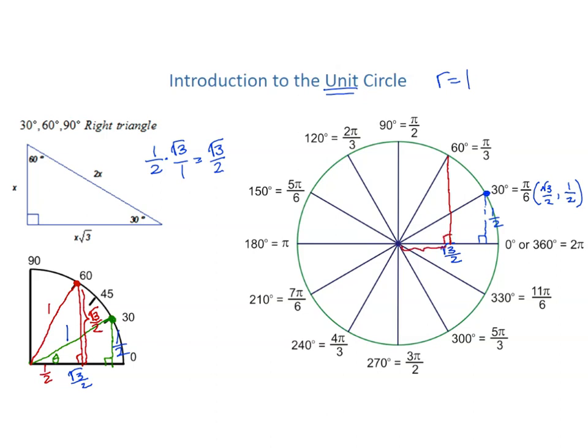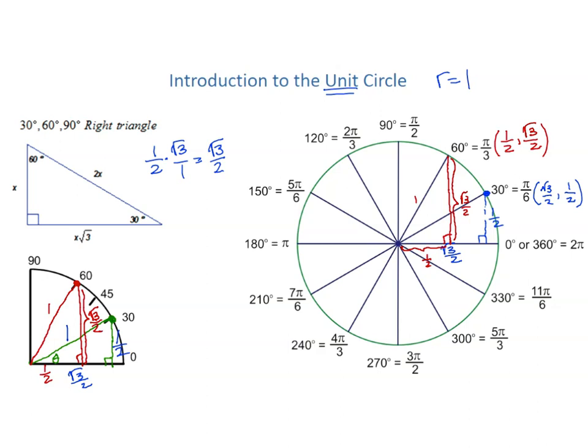I know that this part is a half. The short leg is a half, right, because this is 1. And my long leg is root 3 over 2. Because I'm just orienting the triangle a different way, right? So in order to plot this point, I would have to go 1/2 to the right and root 3 over 2 up. So my coordinates here would be 1/2, root 3 over 2.